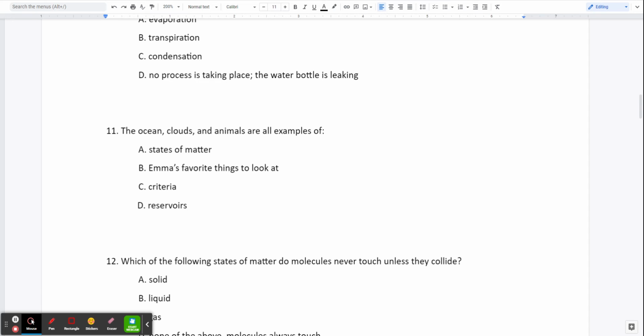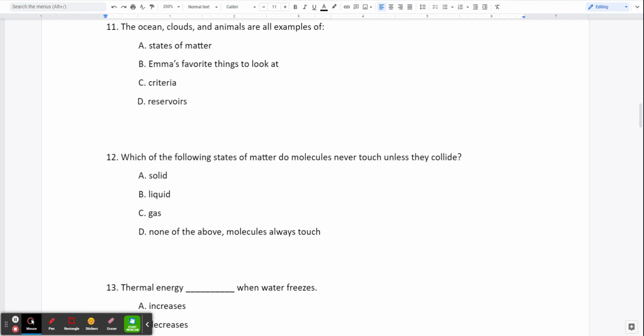11. Oceans, clouds, and animals are all examples of states of matter, Emma's favorite things to look at, criteria, or reservoirs. 12. Which of the following states of matter do molecules never touch unless they collide? Is it solid, liquid, gas, or all the above, molecules always touch?